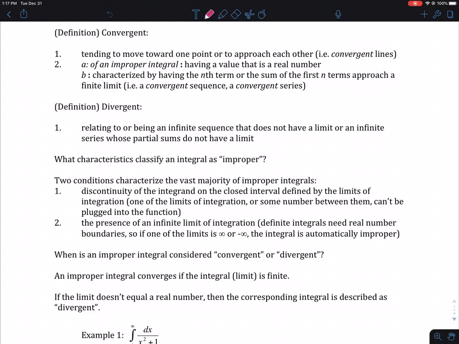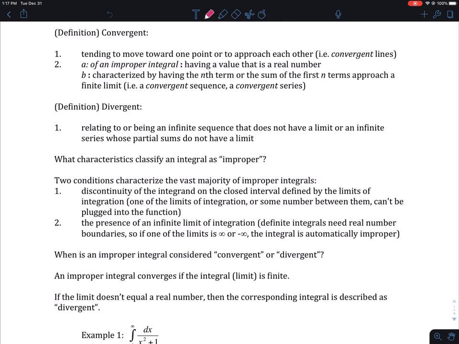Okay, so let's go ahead and take a look at this objective. We're going to first start out with the difference between something being convergent and something being divergent. Something is convergent if it tends towards one point or they approach each other. And something being divergent, like a series or a sequence, means that it goes towards infinity or it doesn't exist.